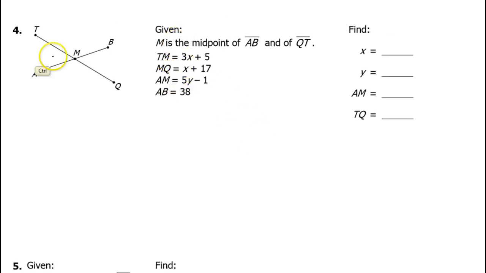So those are angle bisectors. Now we have segment bisectors. A segment bisector is a midpoint, or a segment passing through a midpoint. But the key is the midpoint. So M is the midpoint of AB and QT. It's the midpoint of everything. So that means that segment TM and segment MQ are congruent. Those distances are equal. That means segment AM and segment MB are congruent.